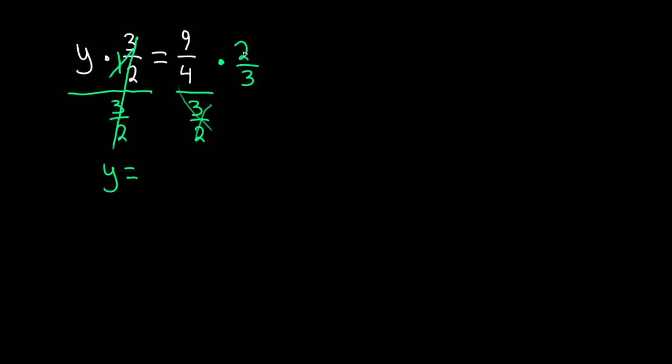Now we multiply across the top and we get 18. Multiply across the bottom and we get 12. And 18 over 12 is the same thing as 3/2. So we're left with just y equals 3/2. We'll do one with decimals.